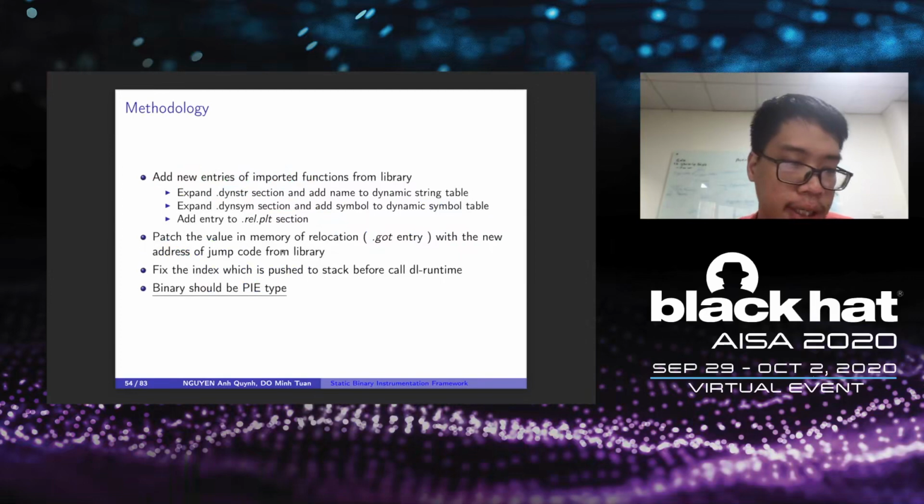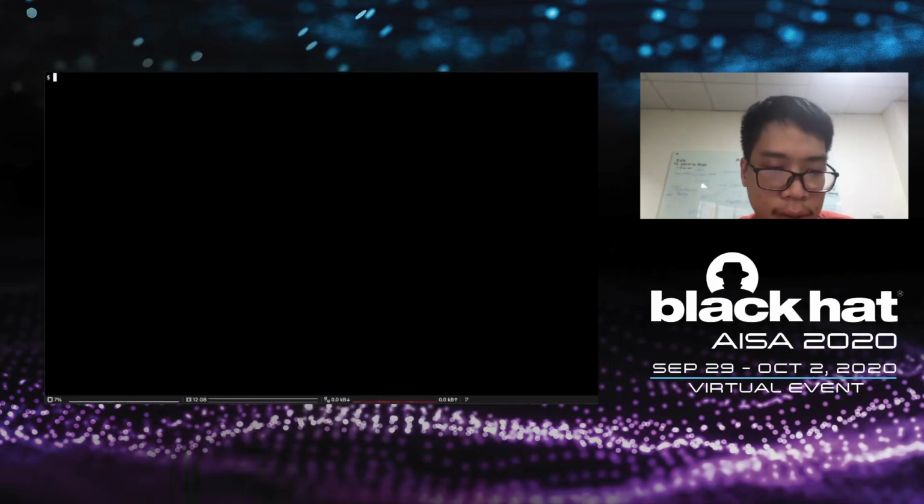The solution now is quite easy. We just add a new entry to some sections, and then add a new string of that symbol name to the string table. Of course, we have to patch some values and fix some indexes also. However, because we modify the offset of sections, the binary should be a PIE type to remain the structure.